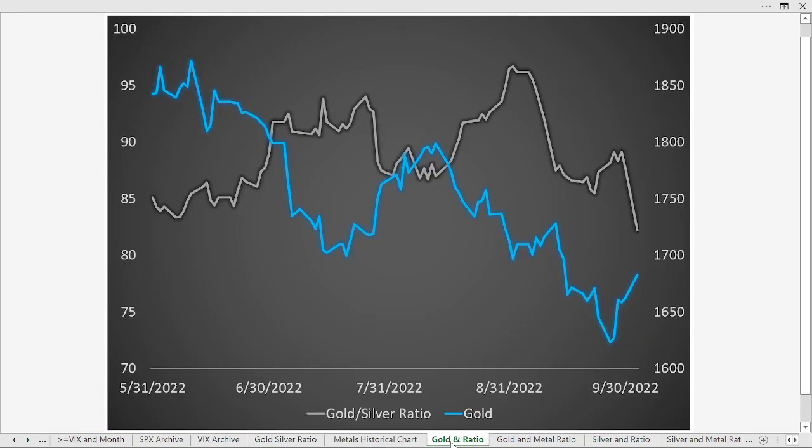Now, take a look at what we've seen over the past couple months. The blue line represents the price of gold. As the Federal Reserve has been raising interest rates, the dollar goes up and the price of gold has been going down. As that has occurred, obviously the gold-silver ratio has gone down. It hasn't gone down in tandem, but generally speaking, there is a positive correlation. When the price of gold goes down, the gold-silver ratio goes down.